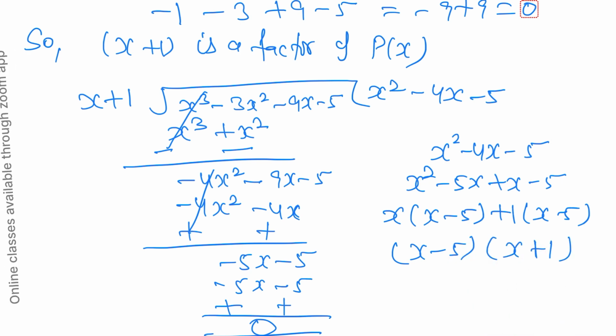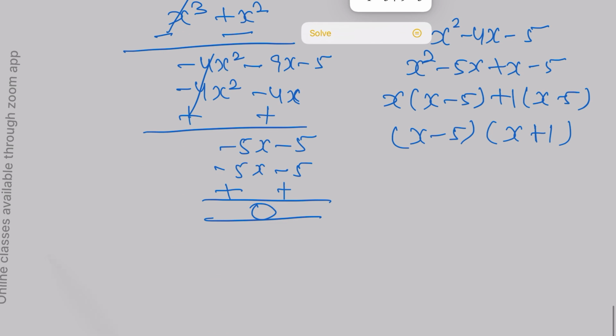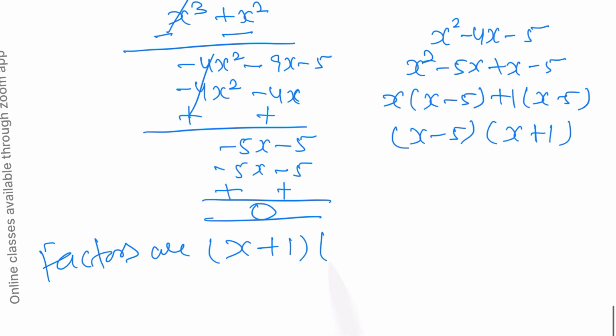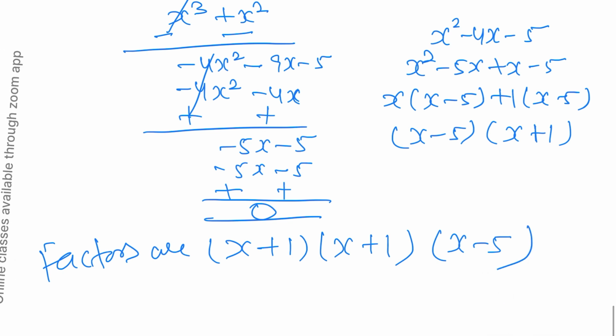So these are factors. This cubic polynomial becomes x plus 1, x plus 1 and x minus 5. These are the factors of this given polynomial: x plus 1, x plus 1 and x minus 5.